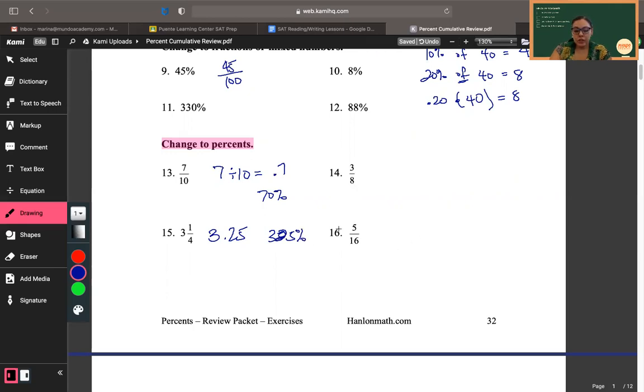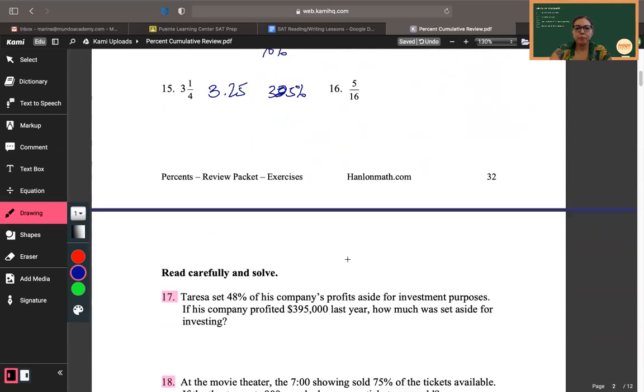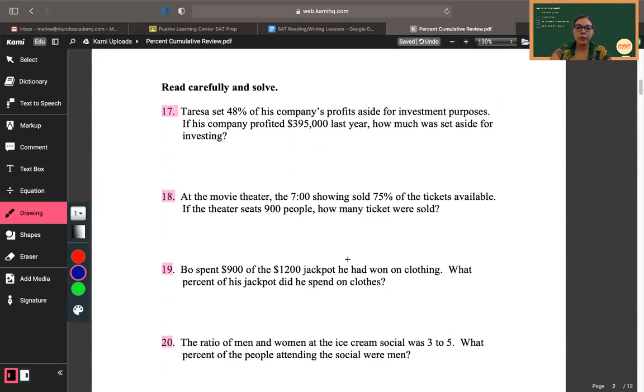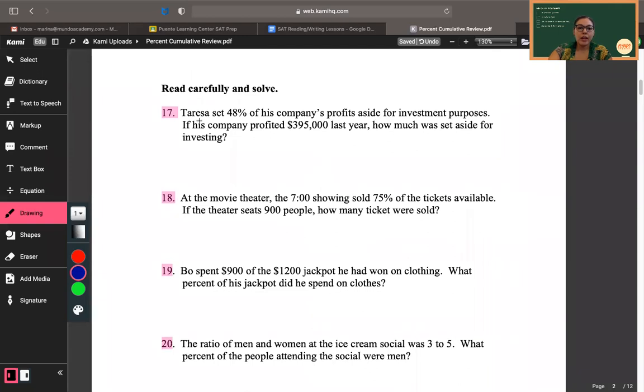So just put those in your calculator because those are easy to do that way. All right, so here's a word problem. Teresa set aside 48% of his company's profits for investment purposes. If his company profited $395,000 last year, how much was set aside for investing? So here we know that this is 48% of the profits.